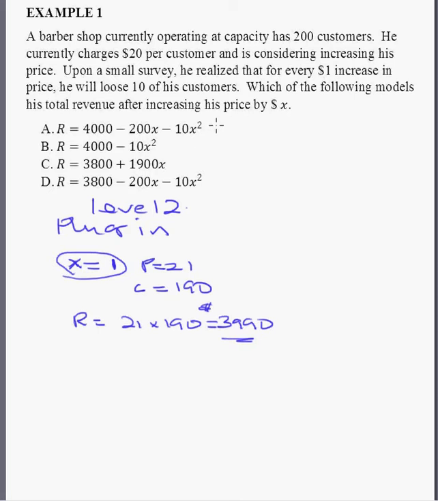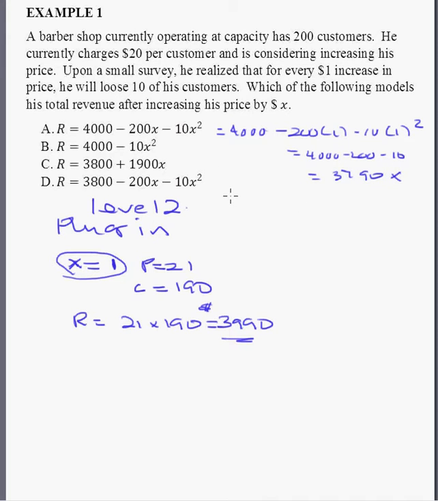So let's come back here. When x equals 1, it becomes 4,000 minus 200 times 1 minus 10 times 1 squared. This gives us 4,000 minus 200 minus 10, which is 3,790. So obviously that is not the answer. So this is wrong. Let's go to the next one.